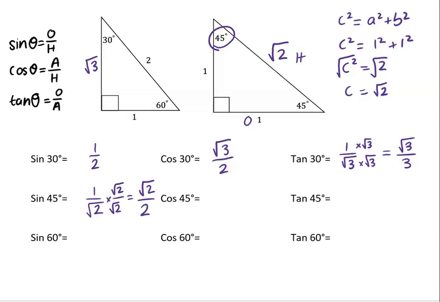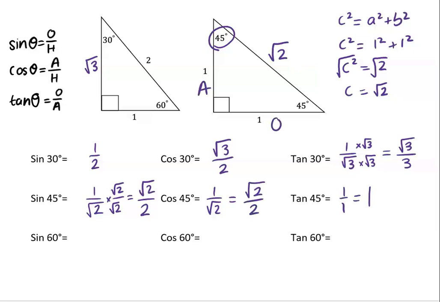Our next angle is cosine of 45. Cosine is adjacent over hypotenuse, which is 1 over root 2. And once again, we've got that irrational denominator. We just rationalized this for sine of 45, and so we can write that straight away as square root 2 over 2 because we know what that will equal. And our tangent ratio is opposite over adjacent, which in this case is 1 over 1, or just 1.